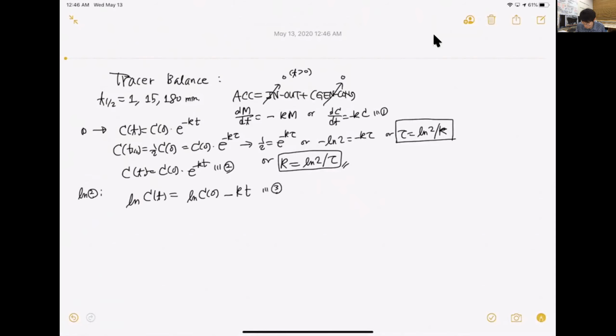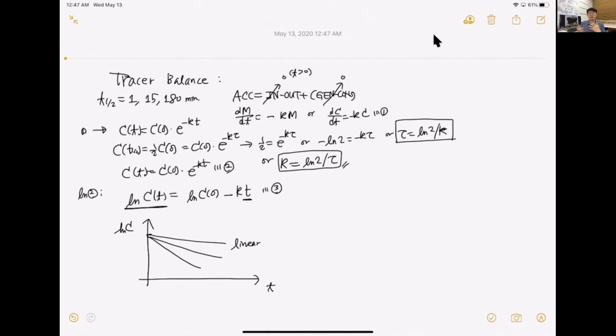So that's number 3. Then if we are interested in ln, the log of concentration is now becoming the first order function over t. So this will be easier to draw as a linear graph. Over time, this is a semi-log plot, ln c and c0. Depending on k, this becomes a linear graph.